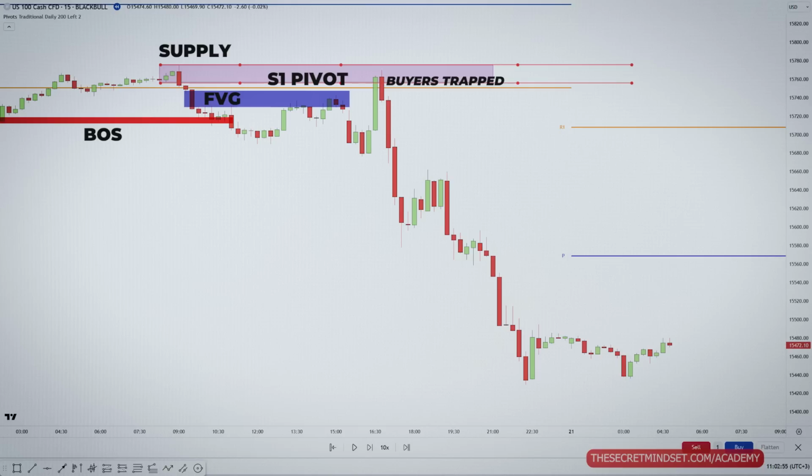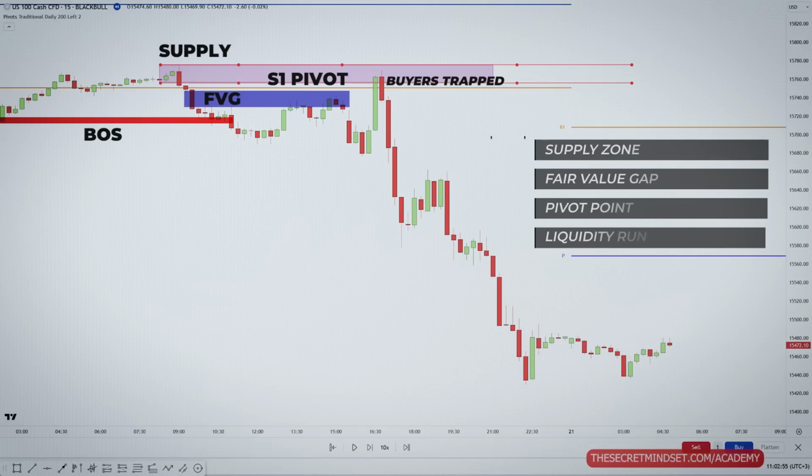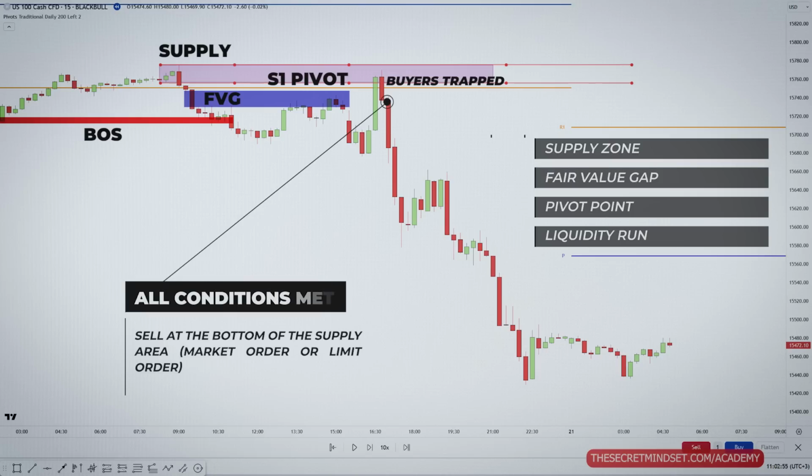Considering these elements, you can make the decision to enter a sell trade, anticipating the continuation of the bearish momentum generated by the supply zone, the fair value gap, the pivot point, and the liquidity run. 4 factors indicating the same thing. So you sell at the bottom of the supply zone.